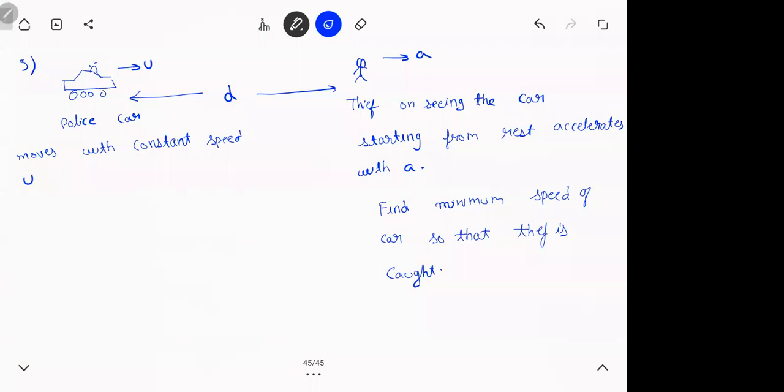In case you didn't understand, think about Dhoom. They rob the bank, they're going on bikes, accelerating, the police car comes from the back. So now you're able to visualize. Get this? I'll give you 2 minutes.